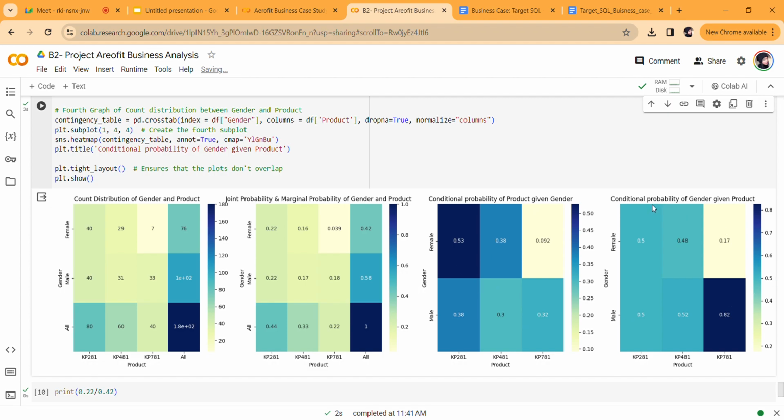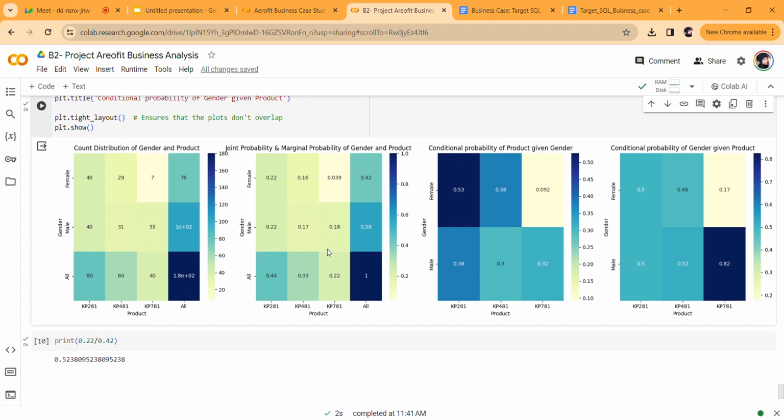Now we have to do the conditional probability in another way. Here the product is given, and I want to know the probability of being a male or being a female. So we have to look at this particular graph. Given that the product is KP281, the total probability of KP281 is 0.44.